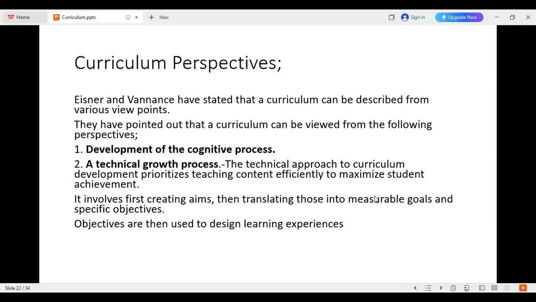There are some different views, perspectives, to describe the curriculum. Van Ance has stated that a curriculum can be described from various viewpoints. Today, we can see at least 4 perspectives on the curriculum process. They have pointed out that the curriculum can be viewed from the following perspectives. First, number one is development of the cognitive process. That means giving subject knowledge through curriculum.